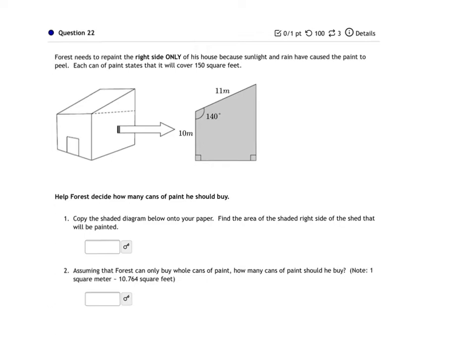In order to do this, the first thing I'm going to do is draw a line that goes straight across here so I can make a right triangle on top and then a rectangle on bottom. I can find both the height and the width of this rectangle, so I'll call this X and I'll call this Y using SOHCAHTOA.